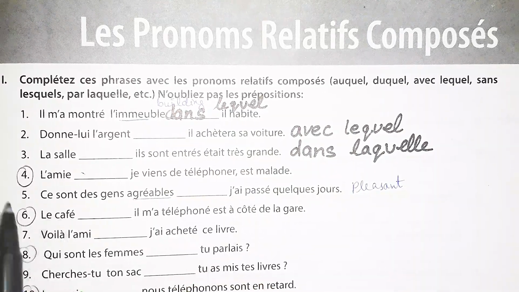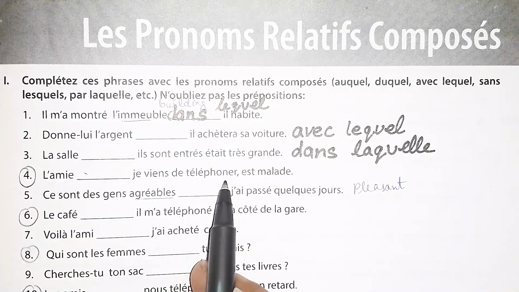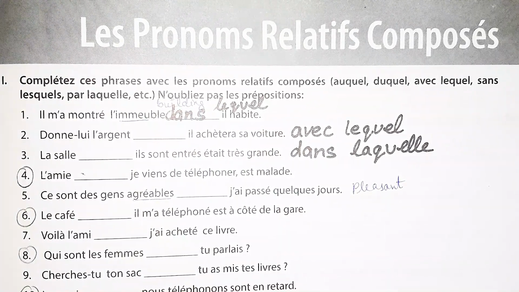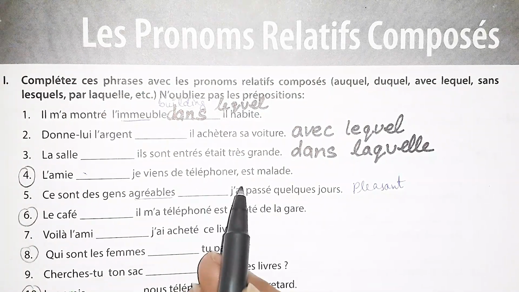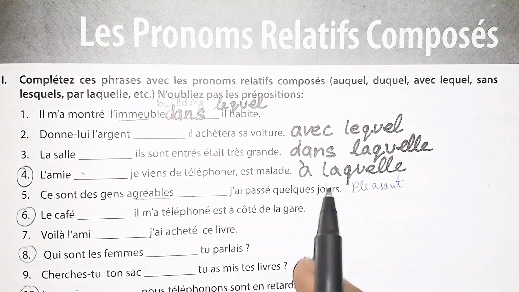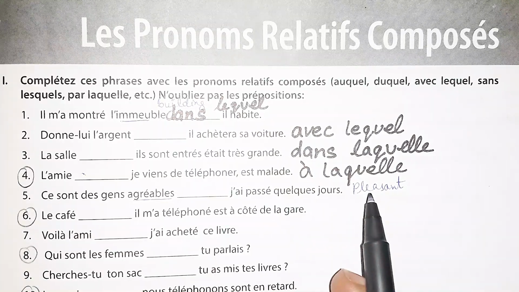Okay, now the next sentence is l'ami dash je viens de téléphoner est malade. That means the friend to whom I just called is sick. Now we are talking about the friend. So for téléphoner à quelqu'un, we are going to replace it with laquelle. Now it will give the sense of to whom. The friend to whom I just called is sick.